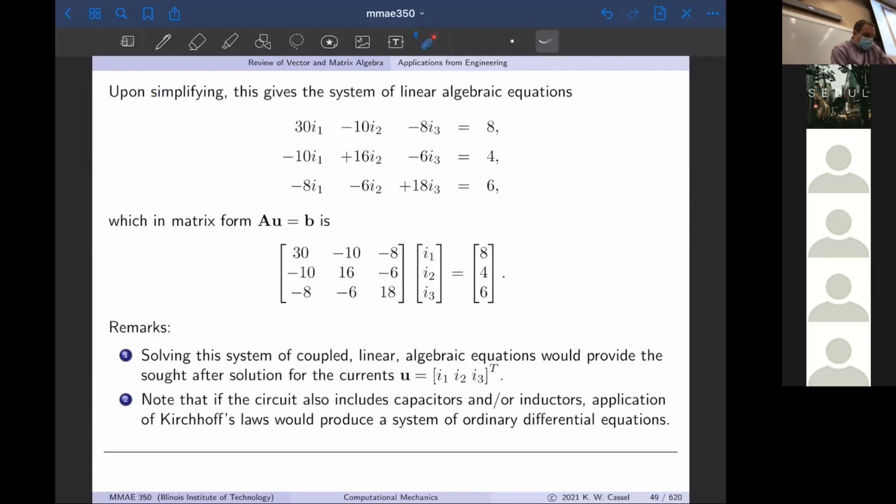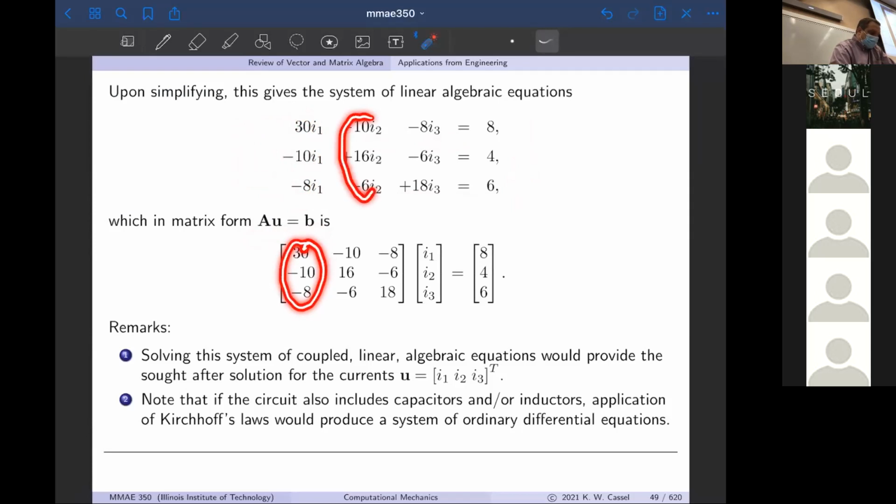If I write this in matrix form, so this is an equivalent mathematical way to write these 3 equations for 3 unknowns, I take the coefficients of the I1s, those become the first column of A.